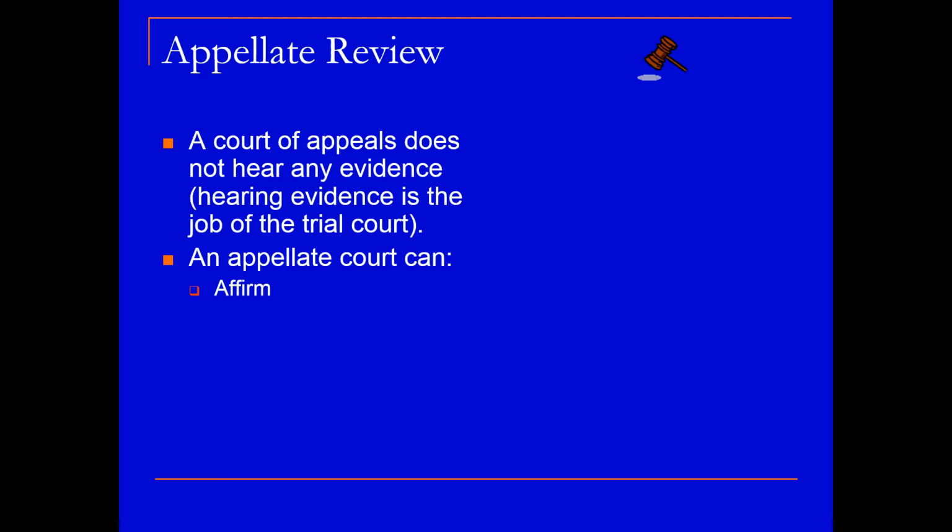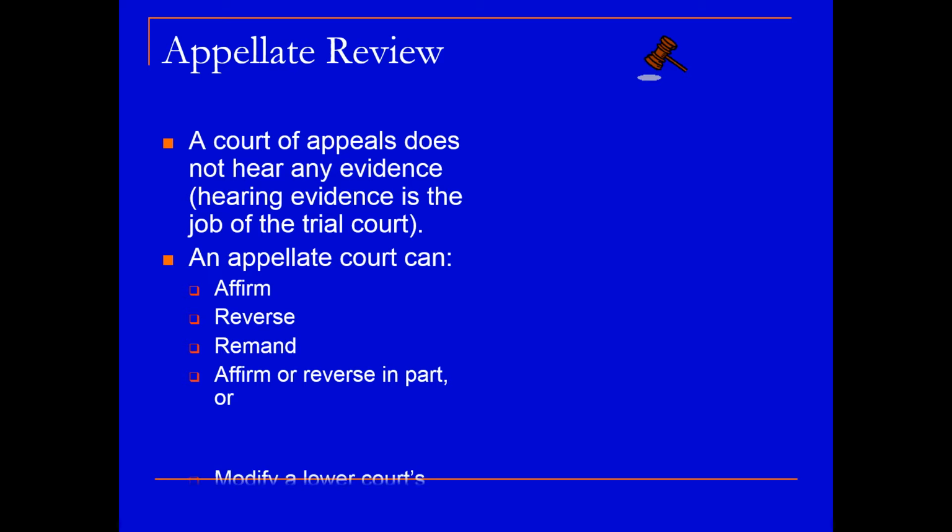The appellate court can agree with the trial court judge. If so, they can affirm. If they disagree, they can reverse, which means something has to happen. Either the trial court has to change what they enforce, or it may be remanded, sent back to the trial court for more determinations. Or sometimes it can be partially affirmed, partially reversed, or modified. And so the appellate court has a very important job, but they don't rehear evidence.